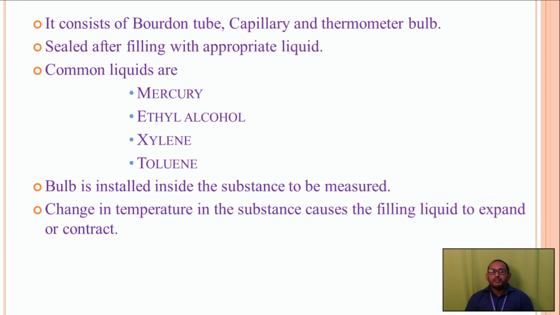It consists of a Bourdon tube. The system will consist of a Bourdon tube, and it will have a capillary and the temperature bulb. Here it will be sealed after filling with an appropriate liquid. The commonly used liquids in this type are mercury, ethyl alcohol, xylene and toluene. Mainly we will be focusing on the mercury type.